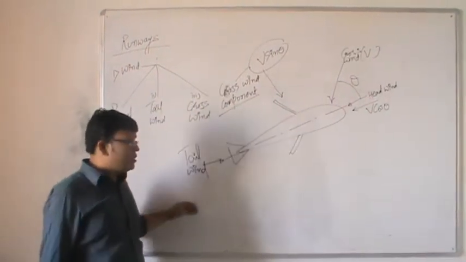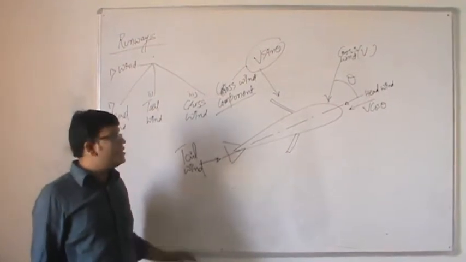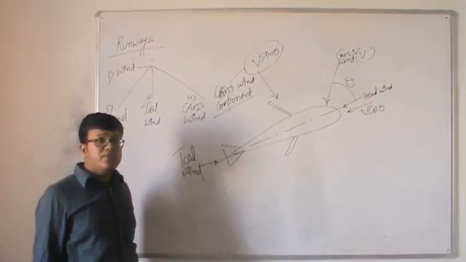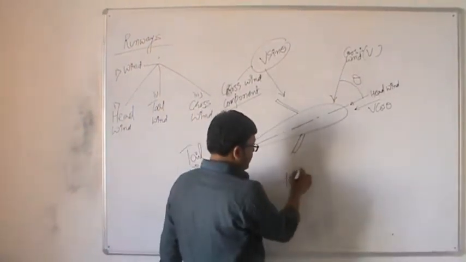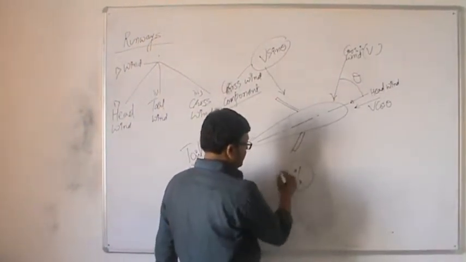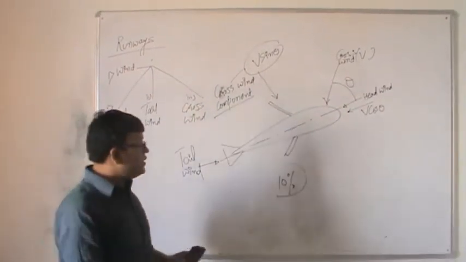In some papers, it is seen that if we orient the runway in the direction of the headwind, it can reduce the runway length by up to 10% of its total length. So these are some of the advantages of providing the runway in the direction of the headwind.